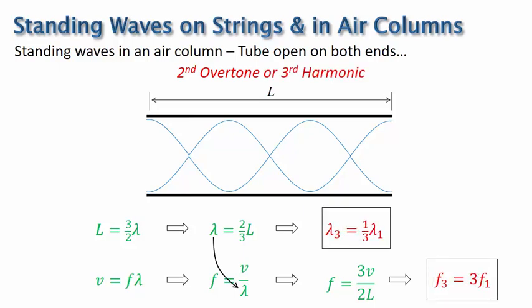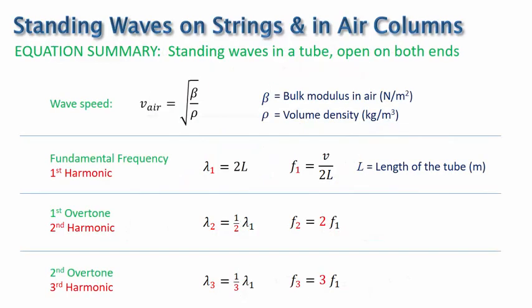As we did for the standing waves on a string, we can summarize the equations for the standing waves in a tube that's open on both ends. We have the wave speed equation, which is the speed of sound in air, and then the equations for the first three harmonics. As you can see, these harmonic equations are the same as the ones for the string. And so we have the same pattern that we did with the string, so the frequency of the fourth harmonic is 4 times the fundamental frequency, etc.